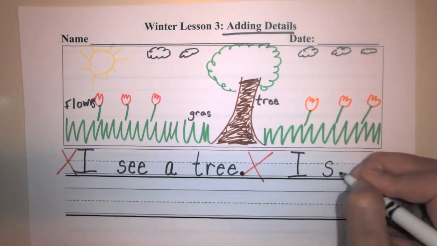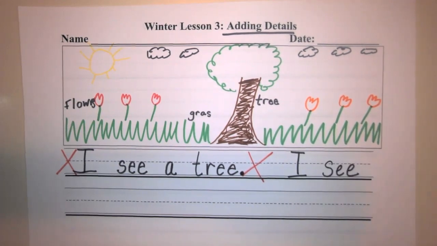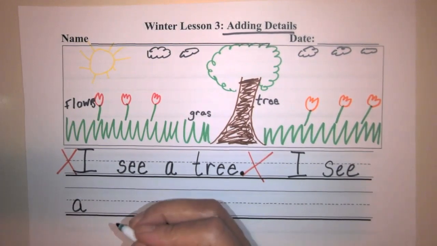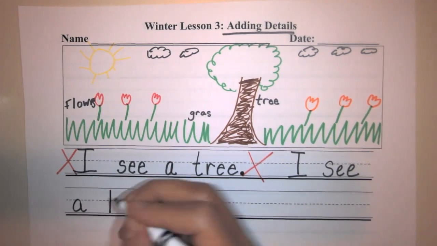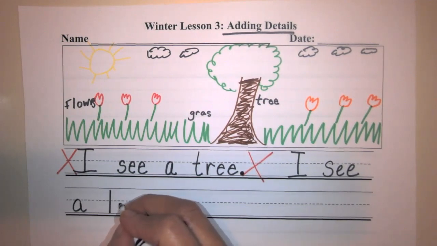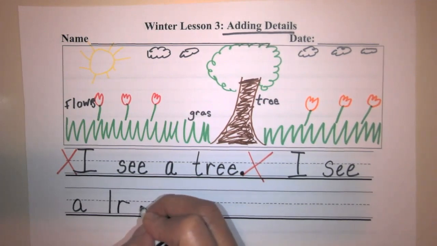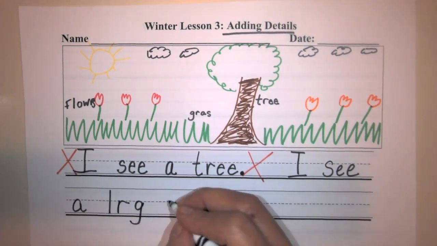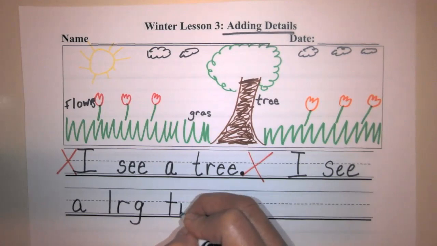And I know how to spell the word see because that's a sight word. See a large. Large. Again, I can use Stretchy the Snake to help me spell the word. Large. I can say it slowly. Ooh, I hear that L sound. R. I hear that R sound. Large. J. There we go. I see a large tree.